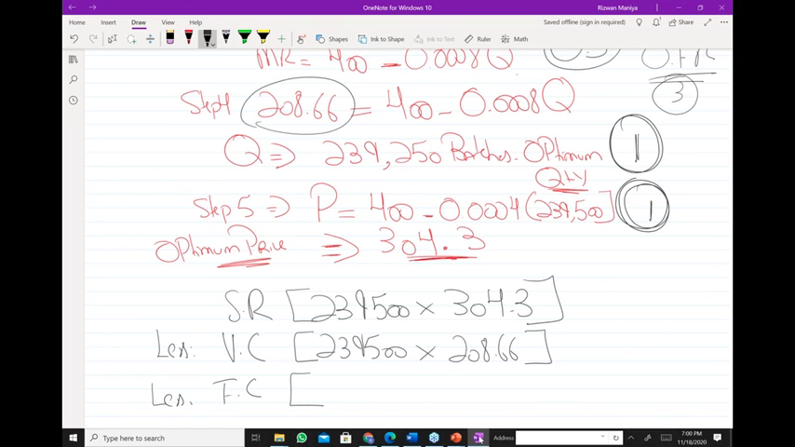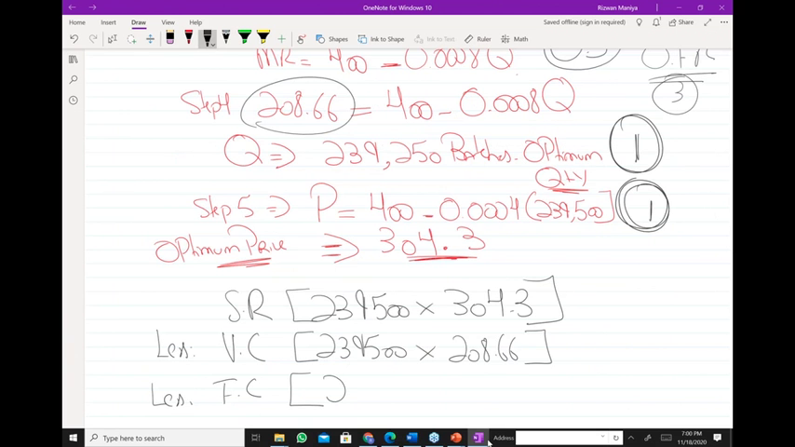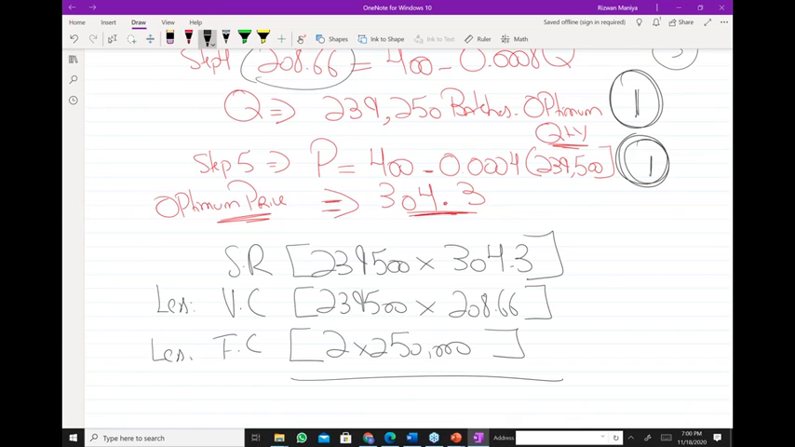Okay, how much is the fixed cost? So for that, you need to go to the question again and let's check in the question. 2 per batch based on 250,000 batches. Okay. So 2 multiplied by 250,000 batches. And you can work out the profit, and this will give you 2 marks.